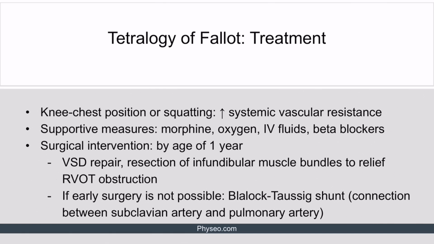For TET spells, knee chest position or squatting is very useful as it increases the systemic vascular resistance favoring left to right shunting. Other supportive measures include morphine, oxygen, intravenous fluids, and beta blockers. Surgical intervention is required by the age of 1 year. It includes ventricular septal defect repair and surgical resection of infundibular muscle bundles to relieve the right ventricular outflow obstruction. However, if early surgery is not possible, Blalock-Taussig shunt is created, which connects subclavian artery and pulmonary artery.